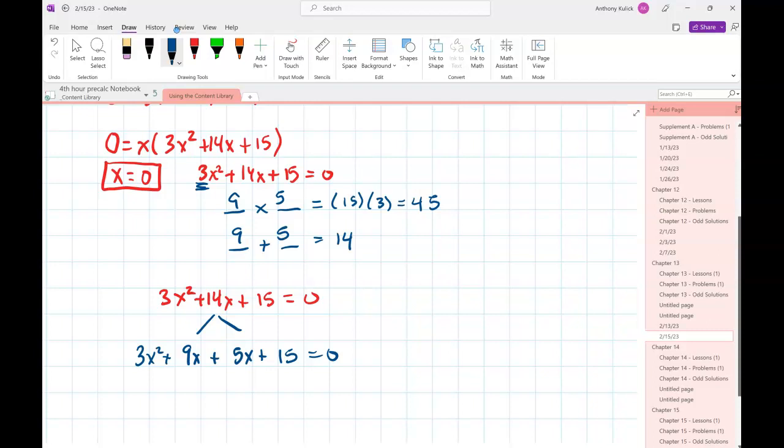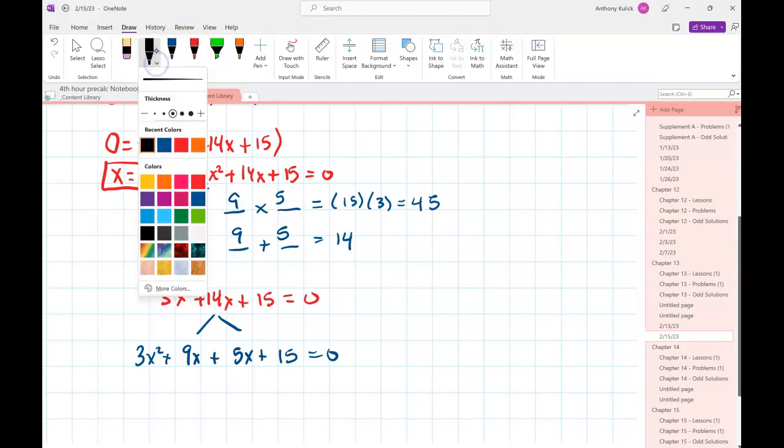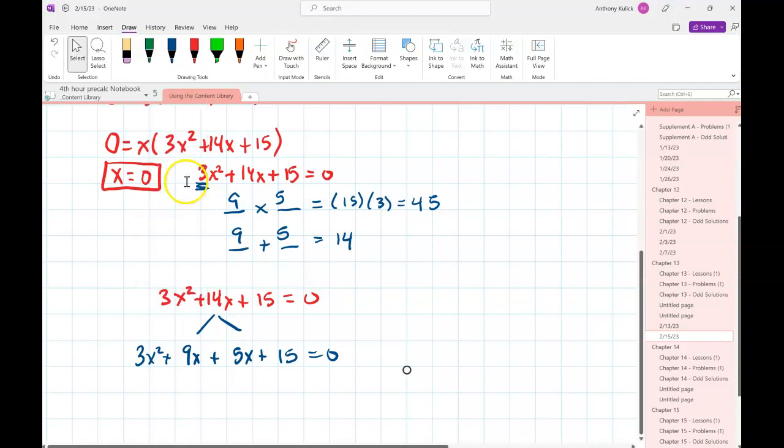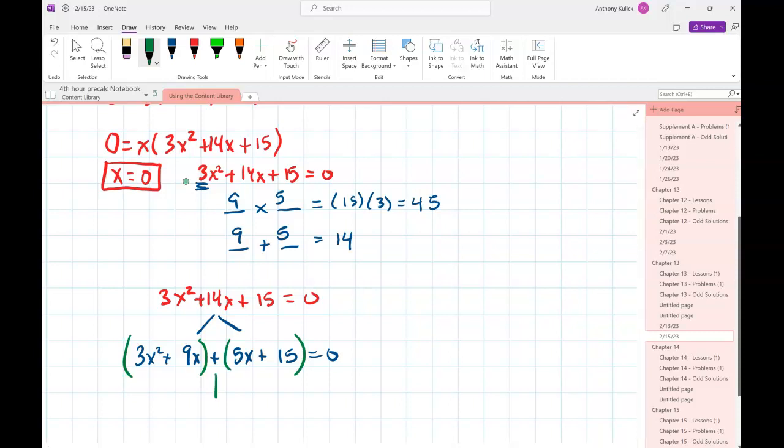So far, so good. I'm now going to make two groups. Very important when I make those two groups that the symbol in between them must be addition. What if I had a subtraction symbol there? What would I have to do? I'd write it as plus a negative. Right? Easy fix, but you got to remember to do it.